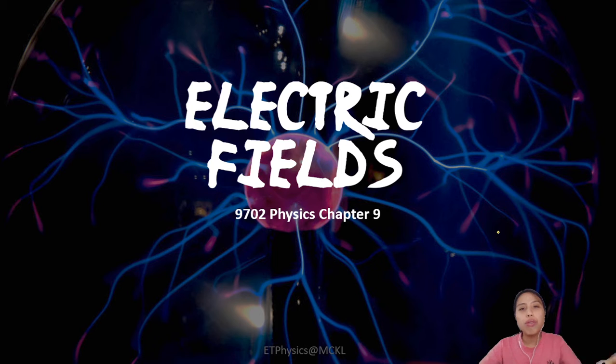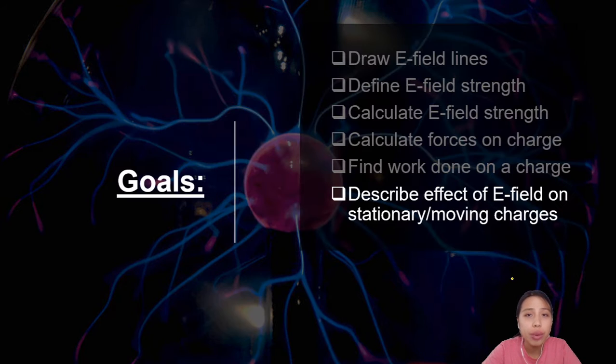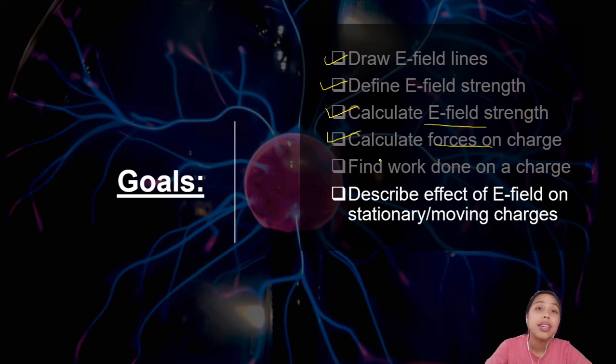We have gone through most of the basics of this chapter. Now all we need to do is apply everything we have learned. Before this, we looked at drawing, defining, and calculating forces and field strength. In the previous video we looked at work done, extending our knowledge from chapter 6 and chapter 5.